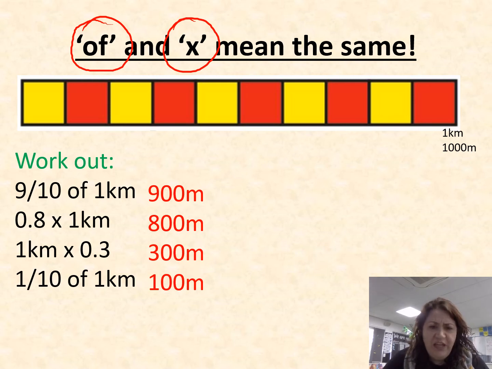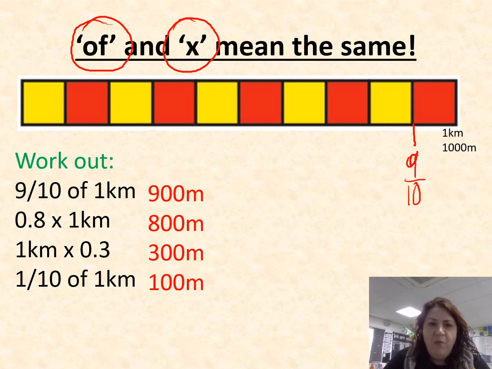Now, they were tricky. They were all working with kilometres, so it was all working within 1,000 metres being a kilometre, but they were all different this time. So 9/10 of a kilometre. Well, 9/10 would be all the way over here, wouldn't it? 9 out of 10 sections. There's our 9/10, which is also 0.9.